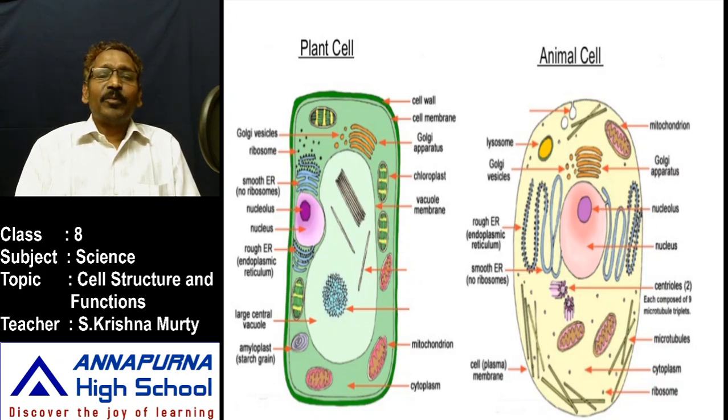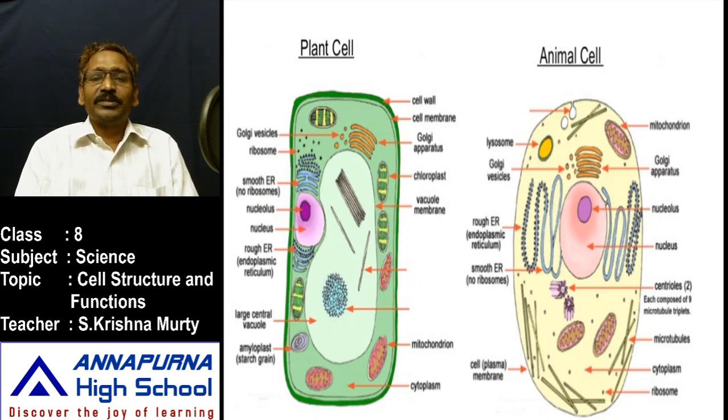It gives protection from the external environment to all the internal organs, the cytoplasm, the nucleus, and the different kinds of diffused structures present inside the cell. All those are protected by the plasma membrane. The cell wall protects, and the plasma membrane also protects all internal organs from the external environment.